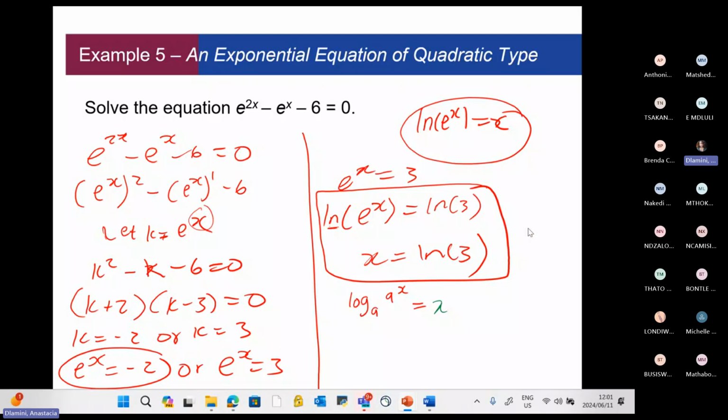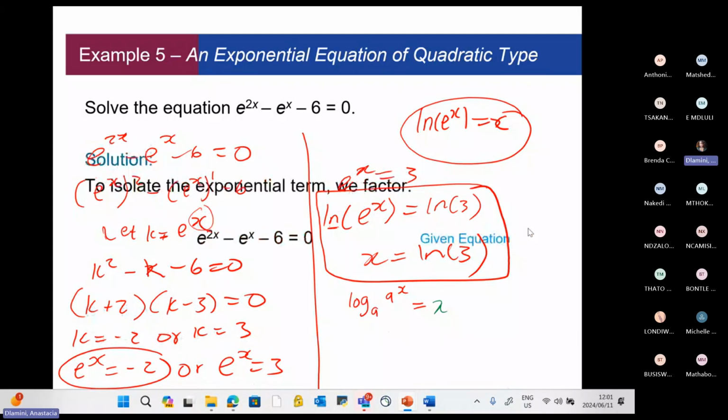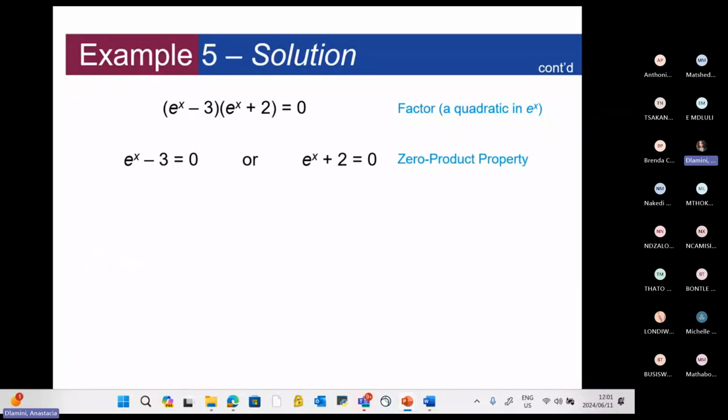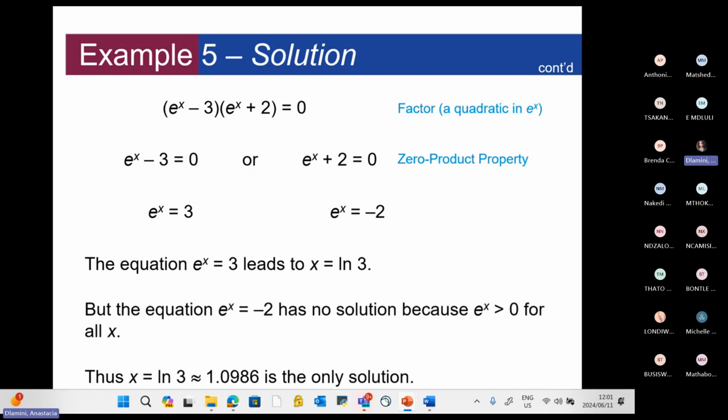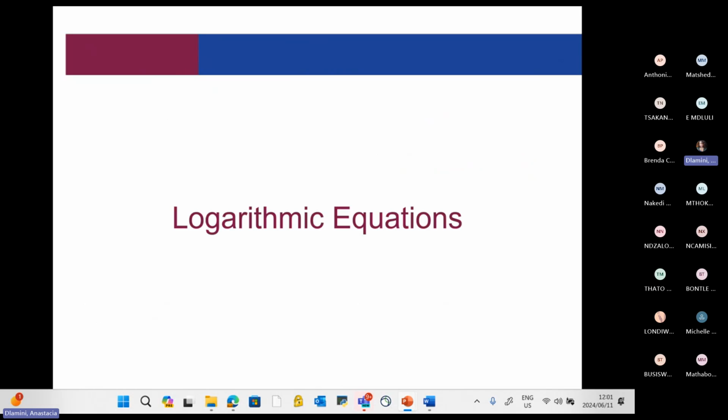So this is how they did it in the textbook. And the equation e to the power of x equals 3 leads to x is equal to ln 3. But the equation e to the power of x equals negative 3 has no solution, because e to the power of x is always greater than 0 for all values of x. And therefore they say x is equal to ln 3. So basically, they're just showing that this is the only solution.